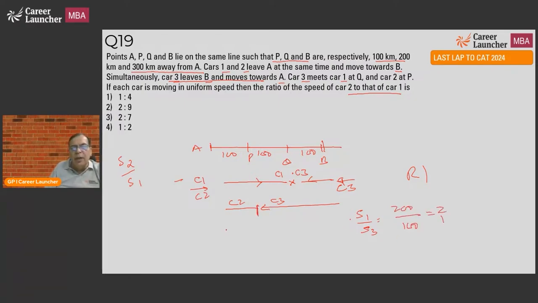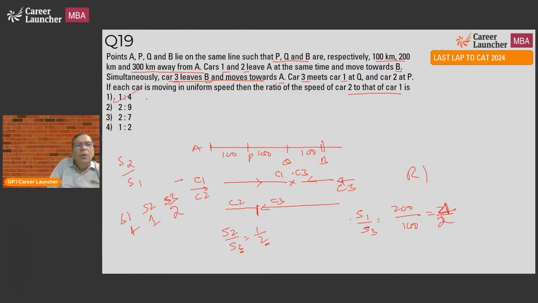Similarly, if I look at this point, speed of car 2 upon speed of car 3 will be equal to 100 upon 200, or 1 upon 2. So if speed of car 1 is 2, then speed of car 3 is 1. What is the speed of car 3 here? 2. So if I make this 2, it will have to be 4. That means if speed of car 1 is 4, speed of car 3 will be 2. If speed of car 3 is 2, speed of car 2 will be 1.